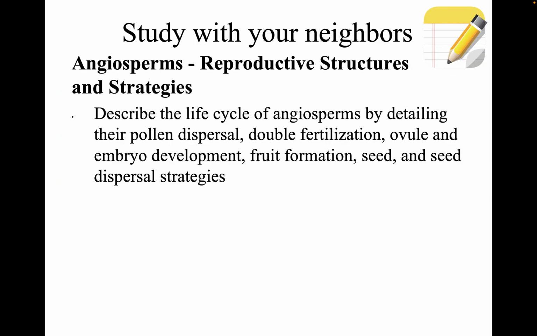All right, with your neighbors, describe the life cycle of angiosperms by detailing their pollen dispersal, fertilization, don't worry so much about the double part, ovule, embryo development, fruit formation, seed, and seed dispersal strategies. Pause here. 3, 2, 1.